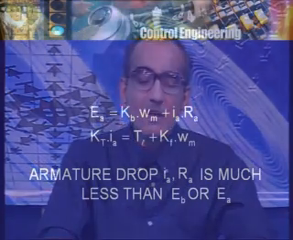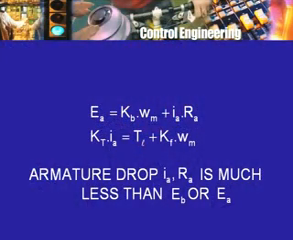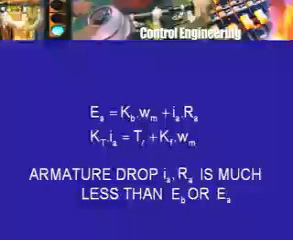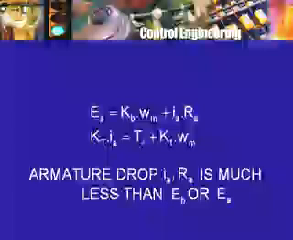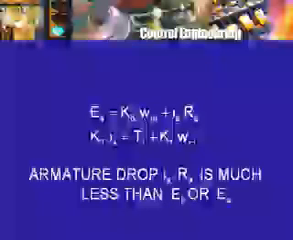Now why is it that the DC motor will run at a reasonably constant speed? And that is the following. If you look at the electrical equation, the applied voltage EA is a sum of two terms. Now typically the armature drop is a much smaller thing than the back EMF. The 230 volts applied does not get used up in the armature drop. In fact, very little of it will get used up in the armature drop.